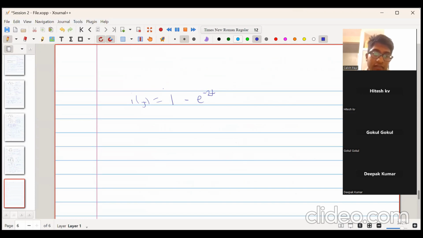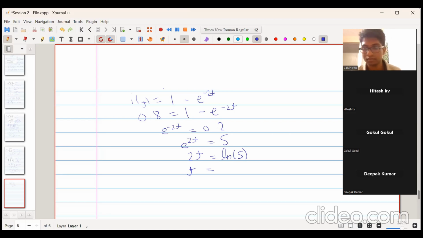Now we are going to find the time at which the current is 0.8. So we put 0.8 is equal to 1 minus e to the power minus 2t. So we get e to the power minus 2t is equal to 0.2. So we write e to the power 2t is equal to 5. So 2t is equal to ln of 5. So we get t equal to what? Can you calculate and tell me? 0.8 seconds. We got it, t equal to 0.8 seconds.